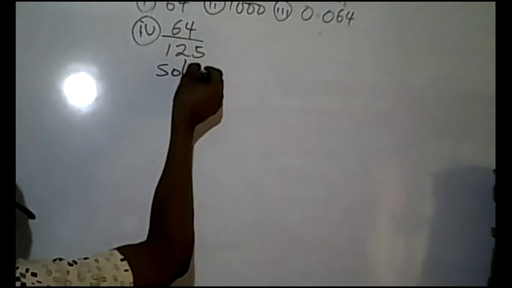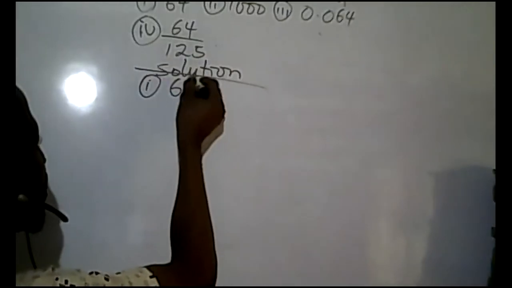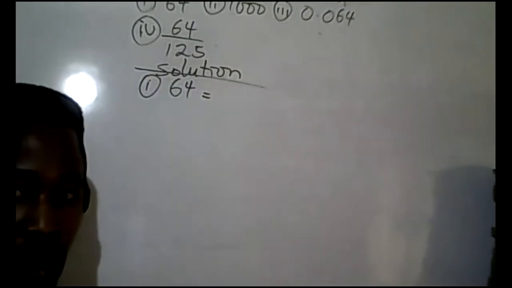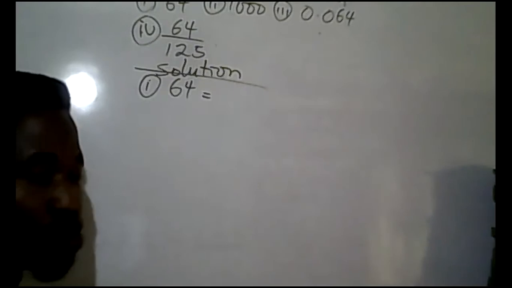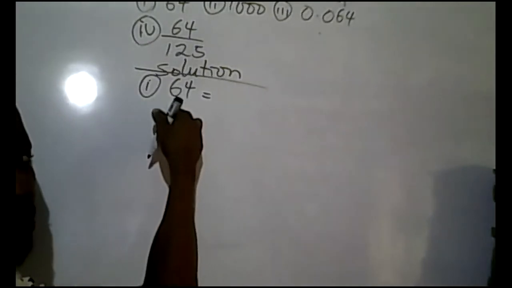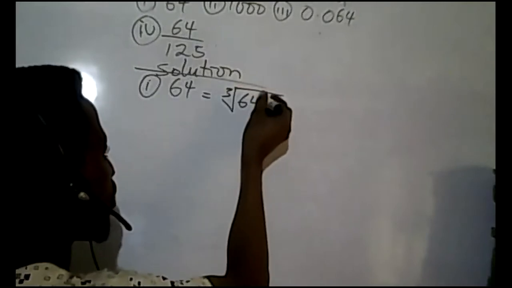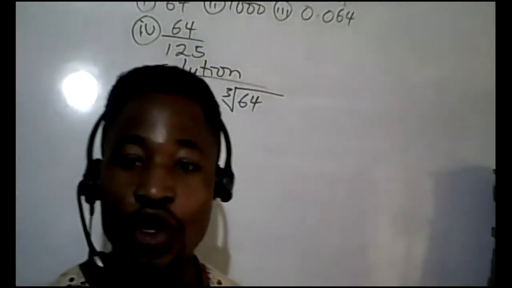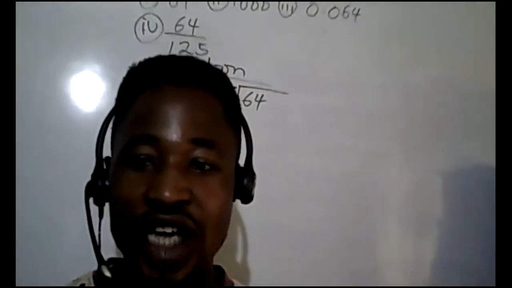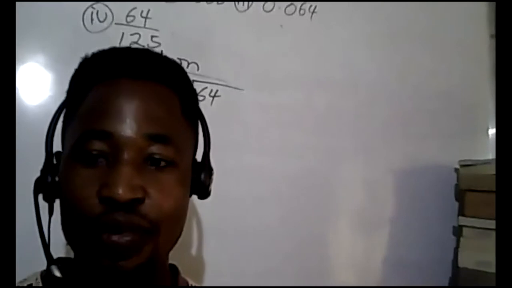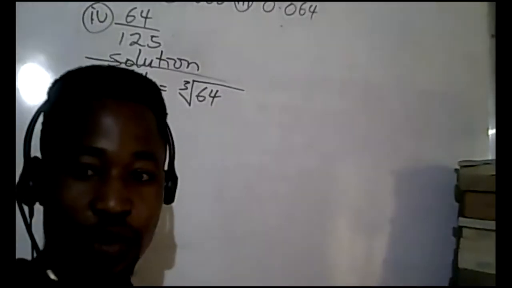Solution 1. You are looking for the cube root of 64, right? Now I told you, first thing you have to do is put this in cube root. So you put it in the symbol for cube root, you put 64. And don't forget, for you to get the cube root of the number, the easiest way to do that is express that number as a product of its prime factors.